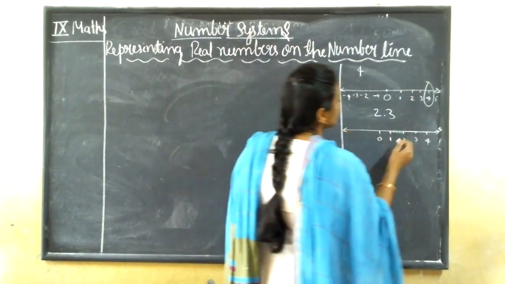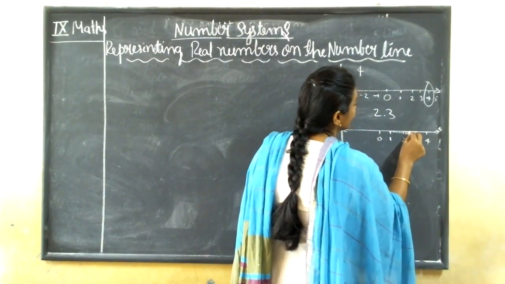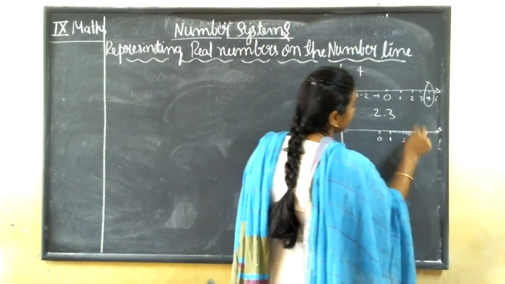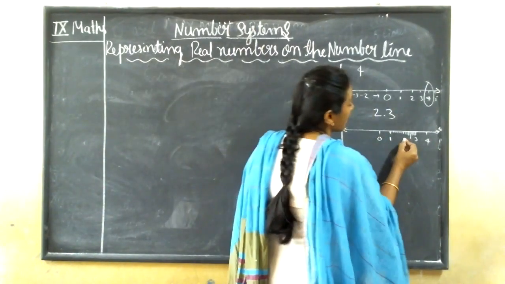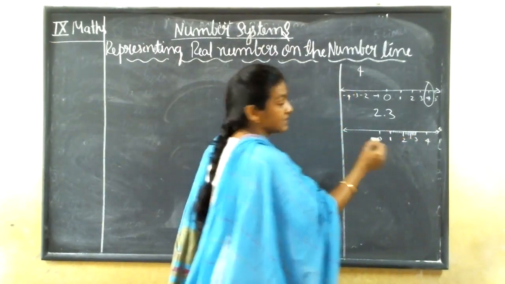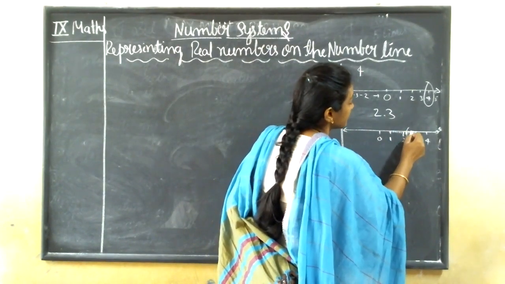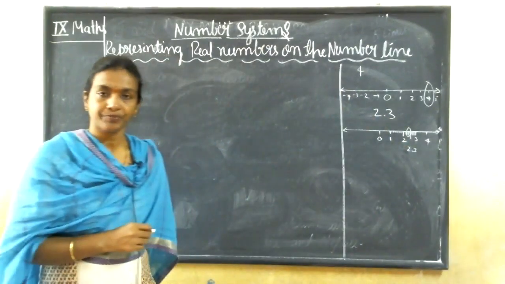So what we are doing here is dividing this part into 10 parts. 1, 2, 3, 4, 5, 6, 7, 8, 9, 10. 10 means that is 3. Now you can easily say the point after 2: 1, 2, 3. I hope you can see, guys. So at this point you get our value of 2.3, right?